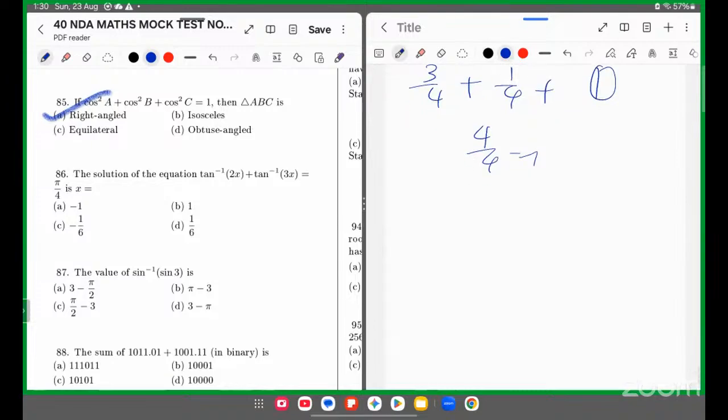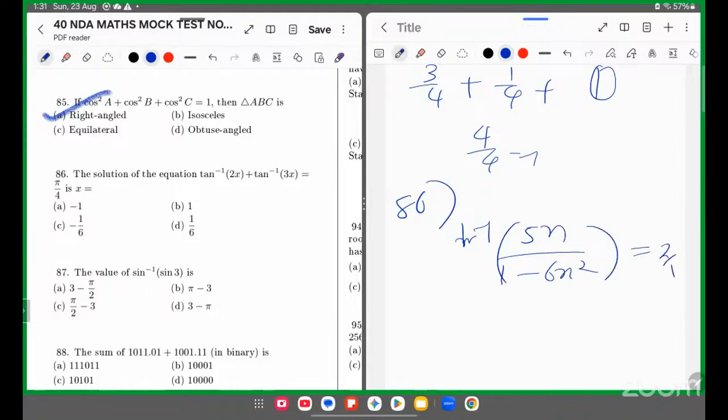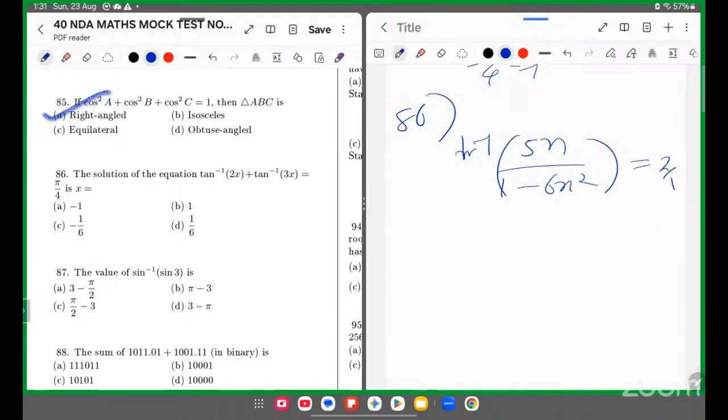Then question number 86: tan inverse 2x plus tan inverse 3x equal to pi by 4. By using the property, I can write tan inverse 2x plus tan inverse 3x becomes tan inverse of 5x divided by 1 minus 2 into 3, that is 6x square, equal to pi by 4. That means 5x over 1 minus 6x square.